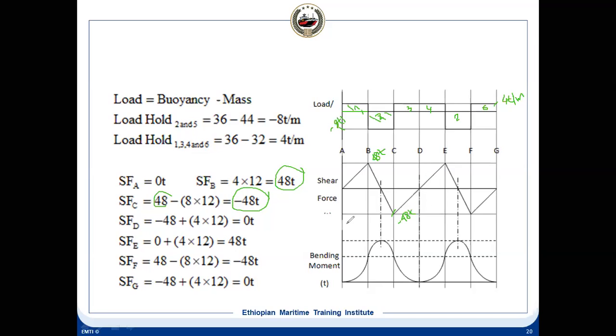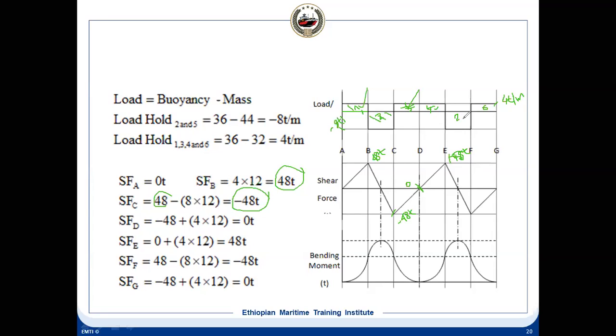And then at D, if you calculate, the sum of these two areas gives us minus 48, and this area is 48, because this area and this area are the same. So minus 48 plus 48 gives a value of 0. And then this area is exactly the same, 48, so we'll get a value of plus 48. So this will be plus 48 tons.